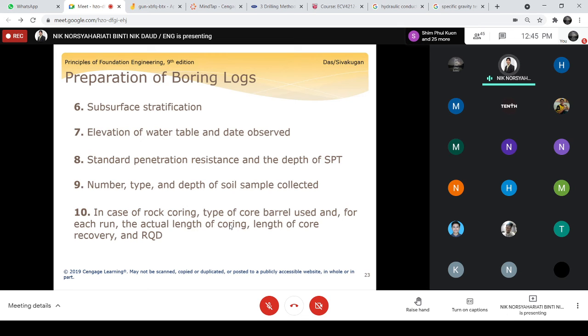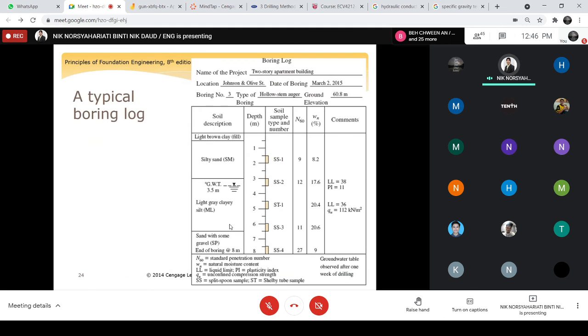It depends on the type of the soil or layers that you encounter. Right. And then in the case of rock coring, if you encounter a rock underneath, you need to make sure what is the type of the core barrel used, and the actual length of the coring, then what is the recovery of the rock that you get, and then also at the end of it is the RQD. All those pictures or photos need to be attached to the boring report.